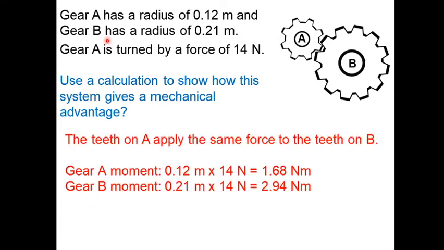Okay, so gear A is being turned by a force of 14 newtons. What we need to know to do this question is that the teeth on gear A apply the same force to the teeth on gear B, so the force is the same. If we calculate the moment for gear A, you've got the force times the distance, which gives 1.68 newton metres. We do the same for gear B: you've got the same force but a slightly larger distance, so you end up with a greater turning force on gear B, which is the larger gear, for the same force.